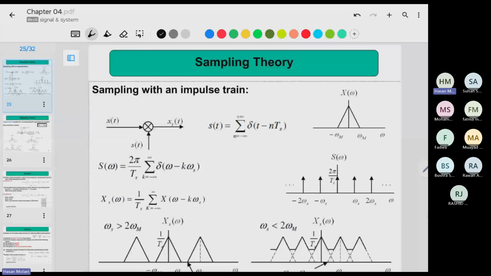Have you heard about sampling? Why do we do sampling? What does sampling mean? In fact, when we are dealing with the outside world, everything is continuous time or analog. But we need to do our processes and calculations in the digital domain or discrete time. Anyone knows why?